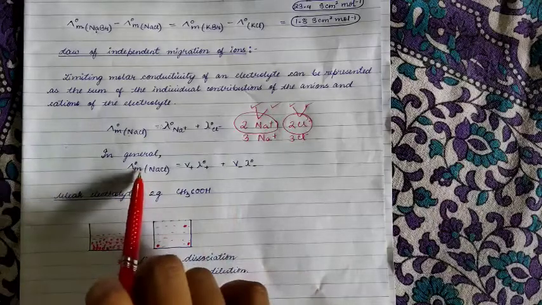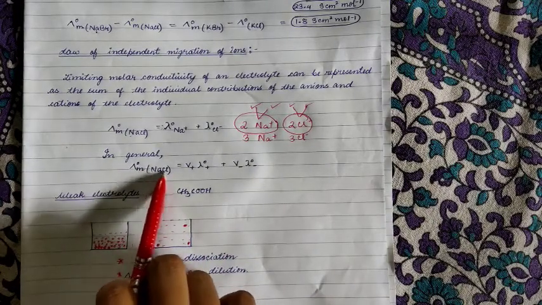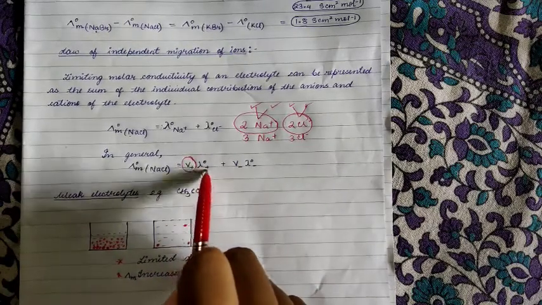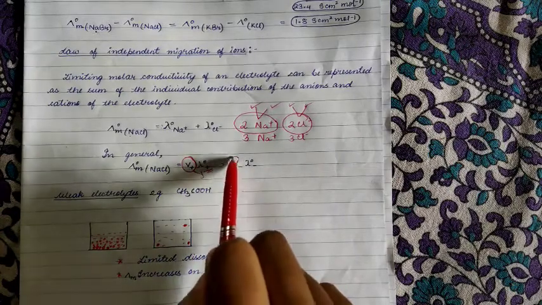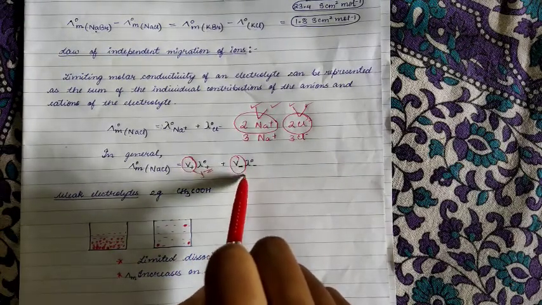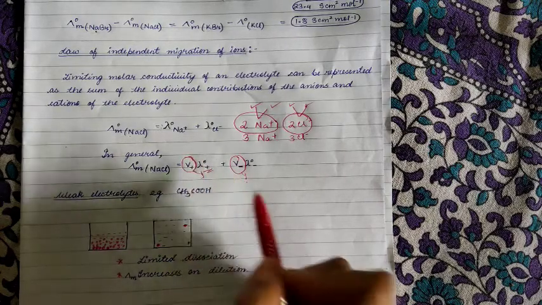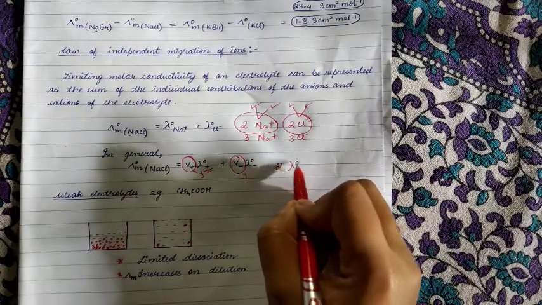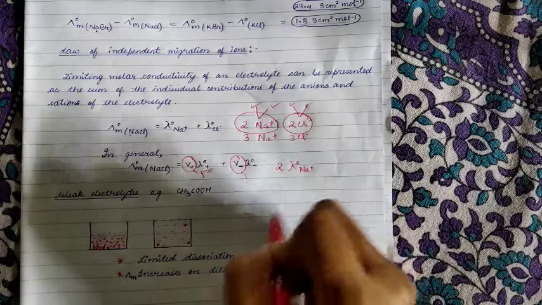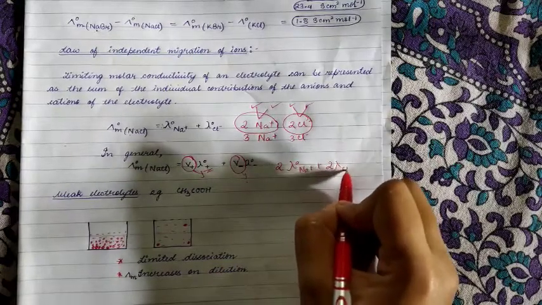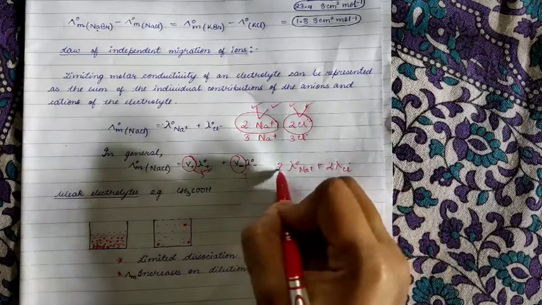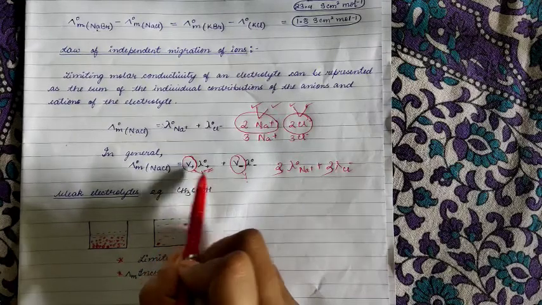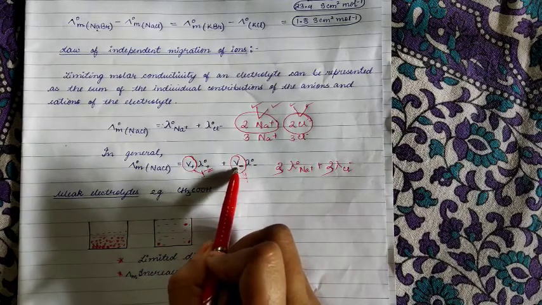Therefore, in general, here NaCl can be any electrolyte, okay? V positive is the number of positive cations produced. V negative, or V dash, is the number of anions produced. If there are 2 sodium ions, you have to write 2 into... clear. If we talk about 3, then you replace it by 3. Clear? So these are the number of positive cations. This will be the number of negative ions produced.